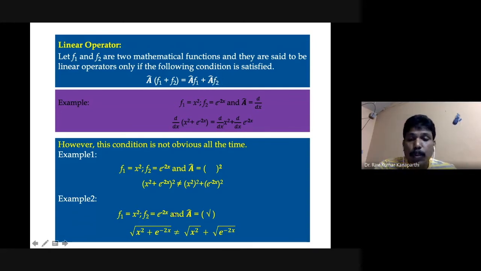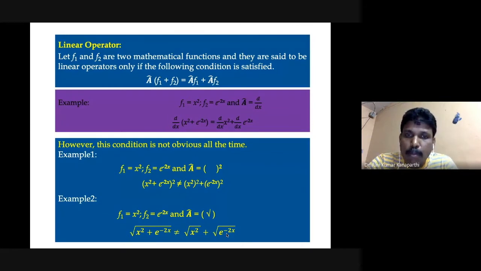Similarly, you can take the square root as an operator. Square root is my operator. I'm just going to take the square root. Now the square root of f1 plus f2 definitely will not be the same as the square root of x square plus the square root of e to the power minus 2x, right? So that's all the explanation of linear operator. Now we have learned what is an observable, what is an operator, and what is a linear operator.